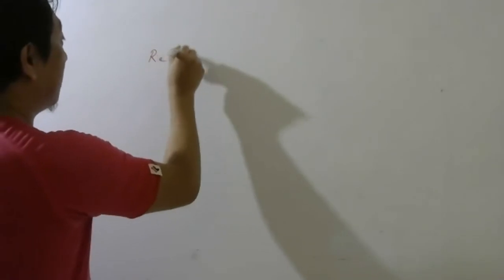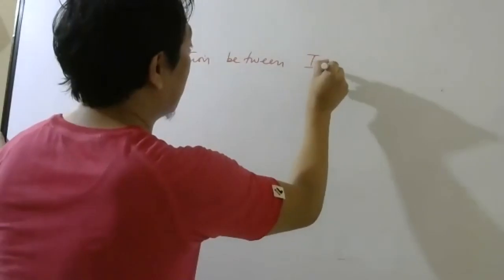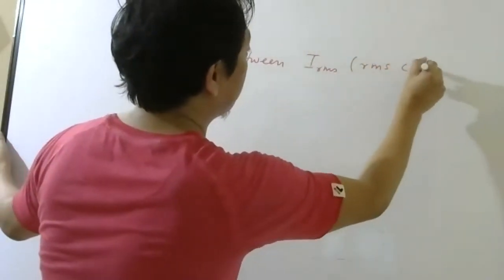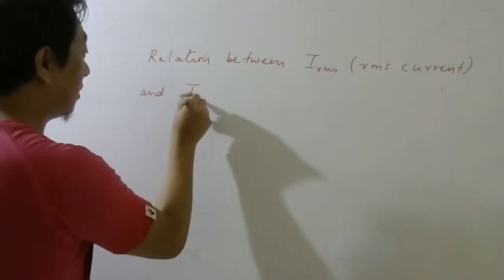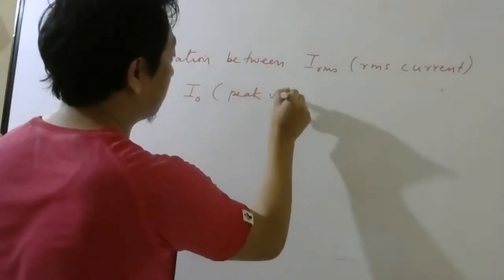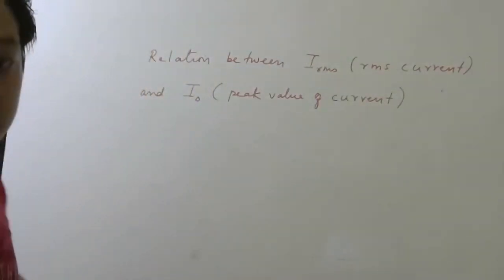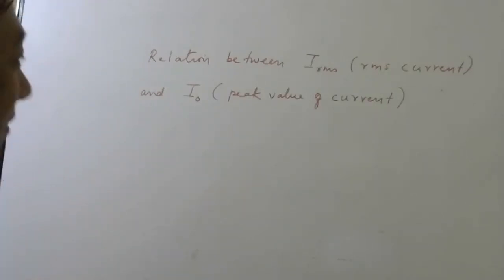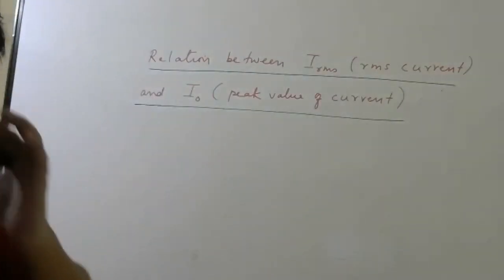Okay, now the last thing I will tell you, then we'll stop: the relation between IRMS, which is RMS current, and I naught, which is peak current, peak value. So we will derive one simple formula, a very simple derivation, then we'll stop. So look here, how to do it.